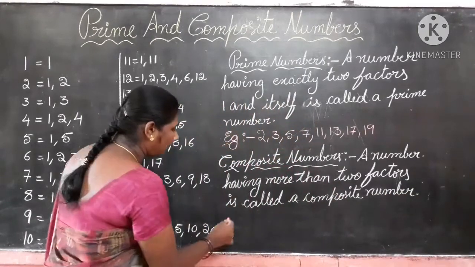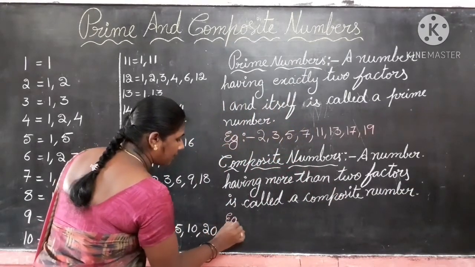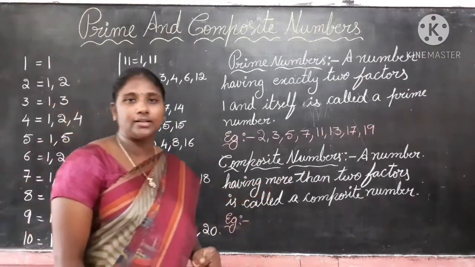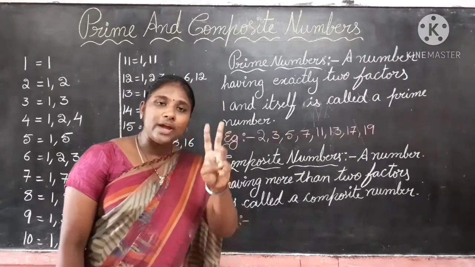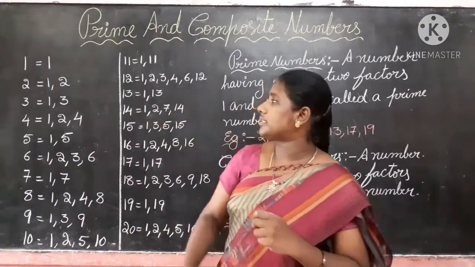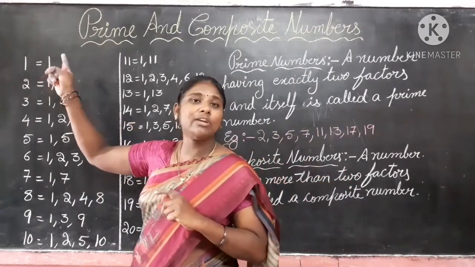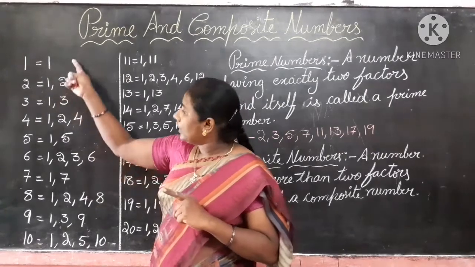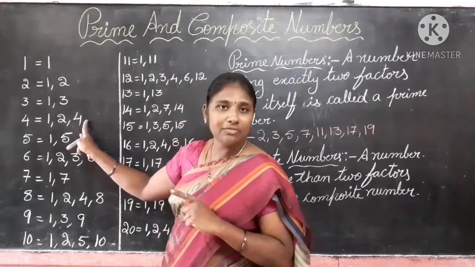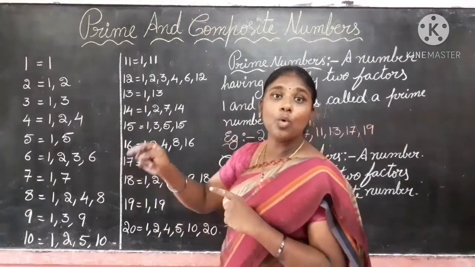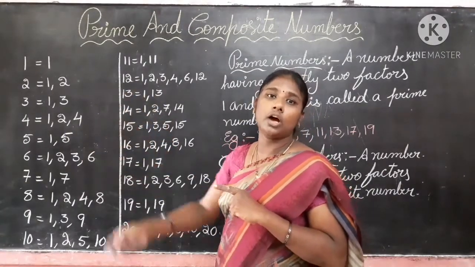Now we will find the composite numbers among these. Which numbers have more than 2 factors? Exactly 2 factors means a prime number; more than 2 factors means a composite number. If you observe, 1 has only 1 factor, so it is not a composite number either. Next, 4 has 3 factors. Is it a composite number? Yes. A number having more than 2 factors is called a composite number.